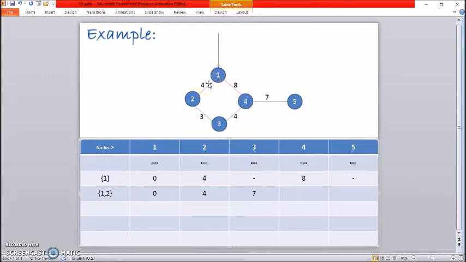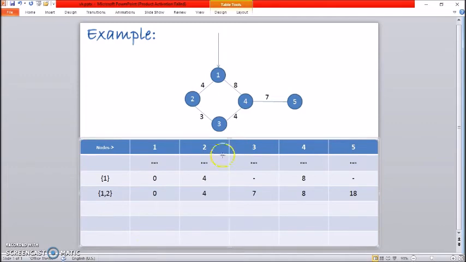In the path 1, 2, 3, 4, the distance will be 4 plus 3 plus 4, which is 11, and the distance from 1 to 4, which is directly connected, will be 8. So we have to take the minimum distance. The distance will be 8 as it is, since the other distance is more than the previously written distance. Now we have to write the distance for node 5 from node 1. Since 4 is not a visited node, we have to follow the path 1, 2, 3, 4 and 5. So the distance will be 4 plus 3 plus 4 plus 7, which is 18.